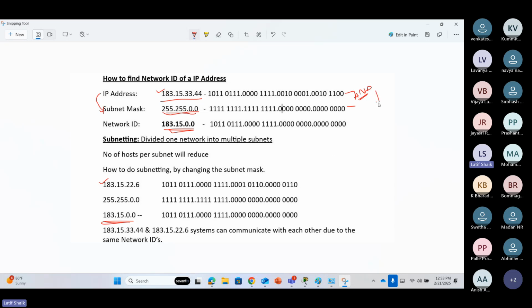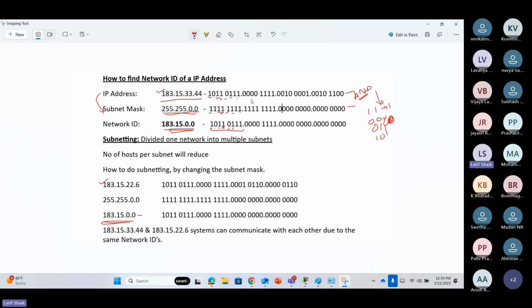Logical AND operation means if both inputs are 1, the output is 1. If any input is 0, the output is 0 only. So 1 and 1, you get 1. And next, 0 and 1, you get 0. See, this is the output.